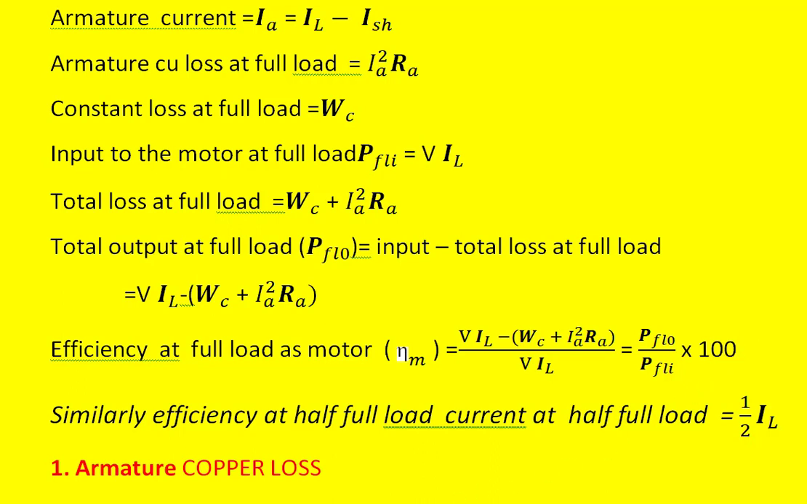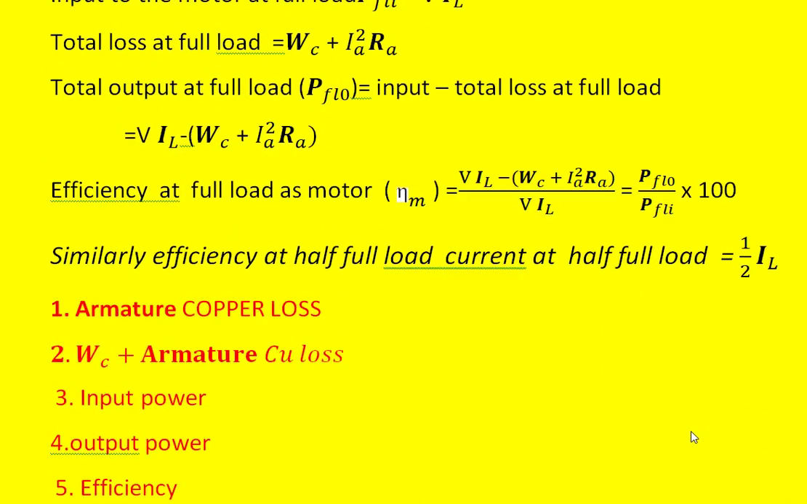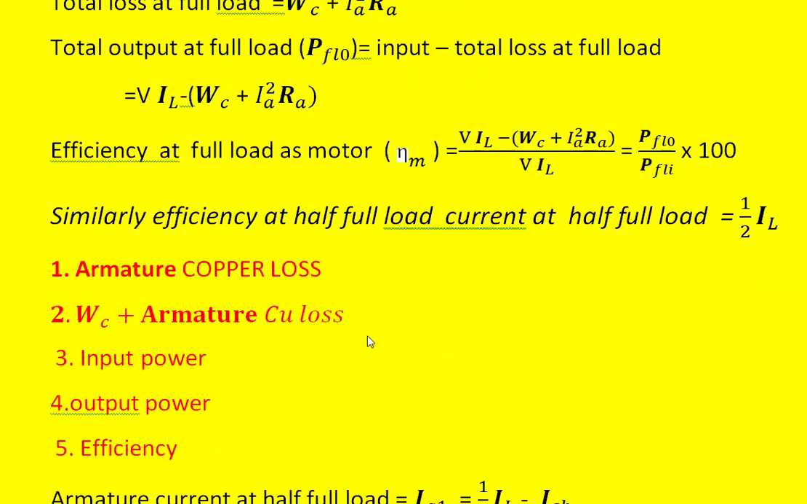The same thing we can apply to the same motor when it is operating at half full load current, that is half into IL. Here also we follow the same steps to calculate the efficiency of the DC motor under the new conditions. First we calculate the armature copper loss, then the total loss, that is the constant loss obtained from the Swinburne test plus the armature copper loss in this new condition. Then we calculate the input power, then the output power, and then the efficiency.